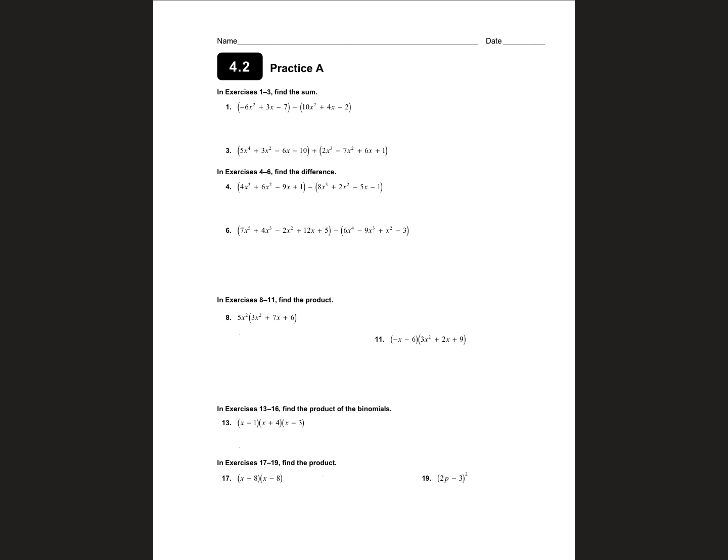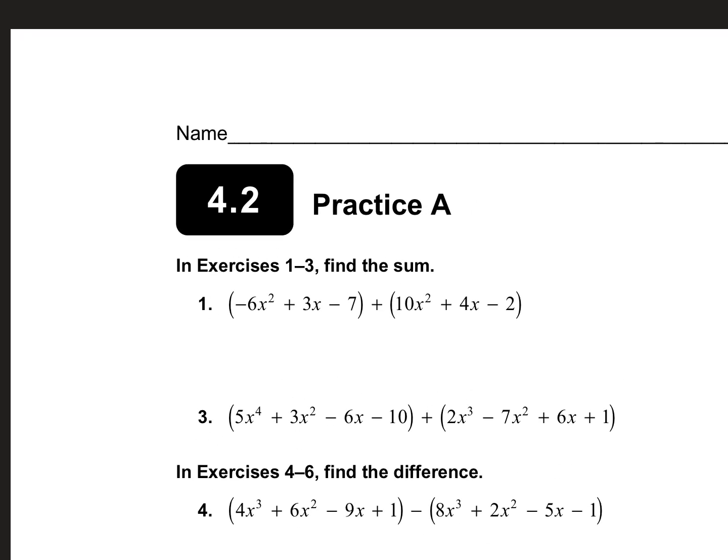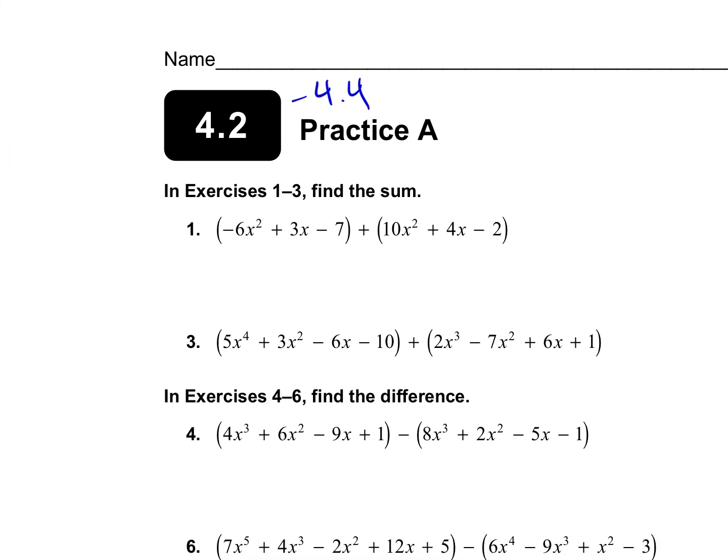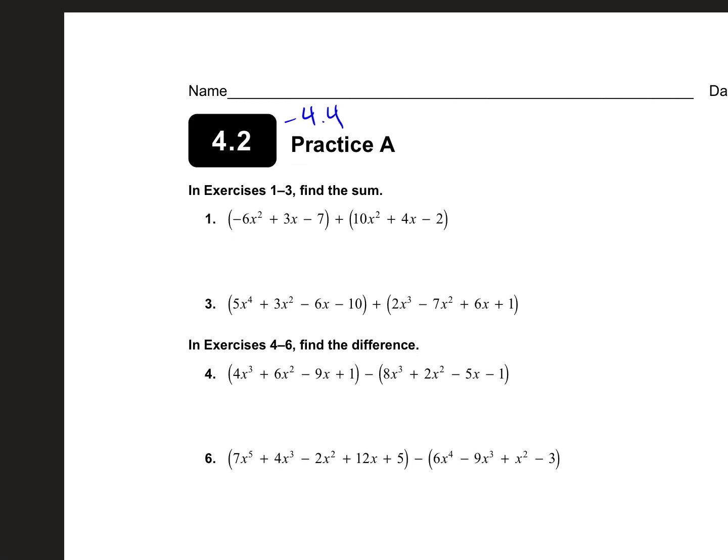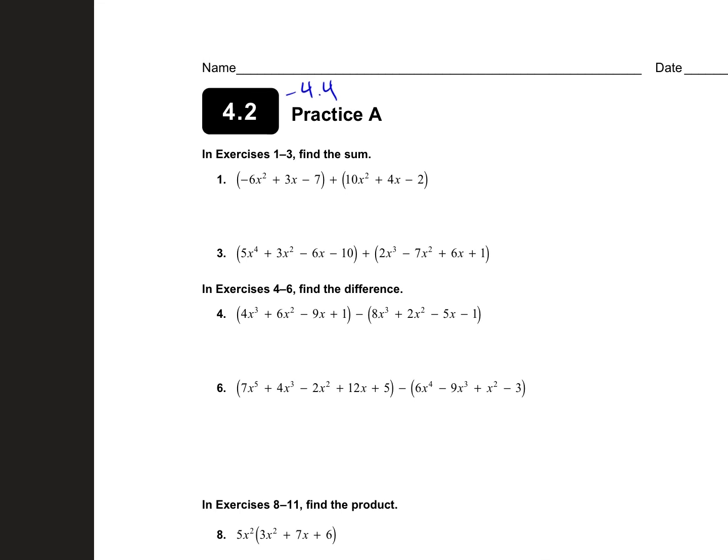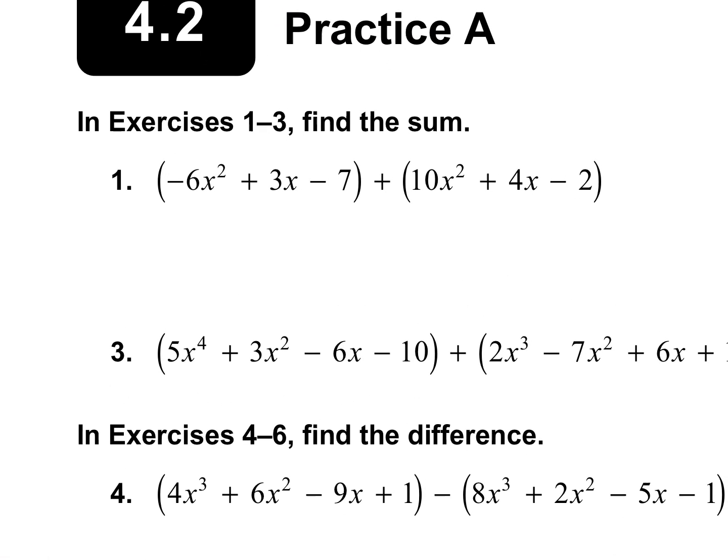So our quiz tomorrow is on 4.2 through 4.4. We're going to start with the 4.2 stuff. So that's just adding, subtracting, and multiplying our polynomials. So looking at number 1, how would I add these together?